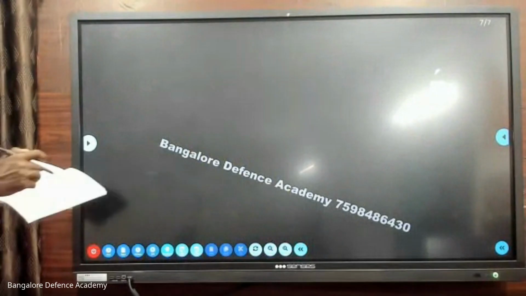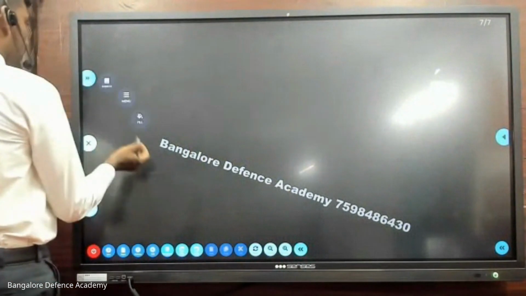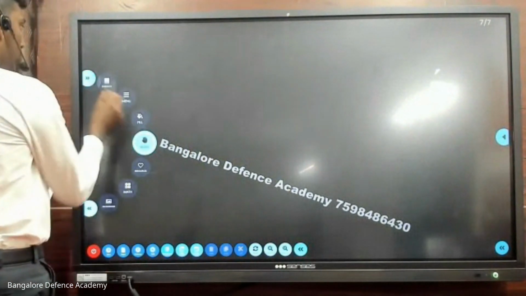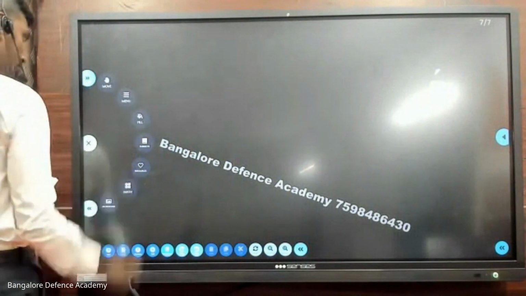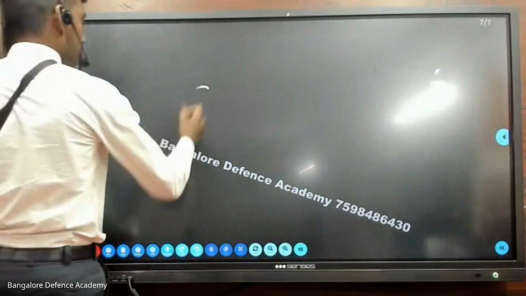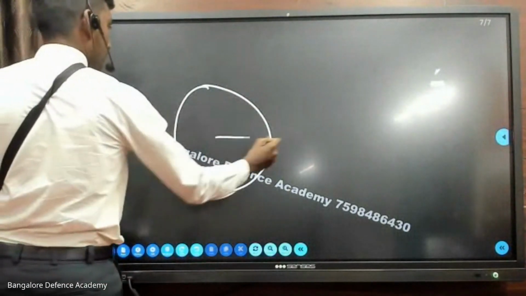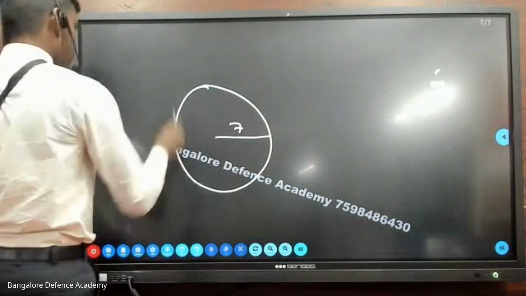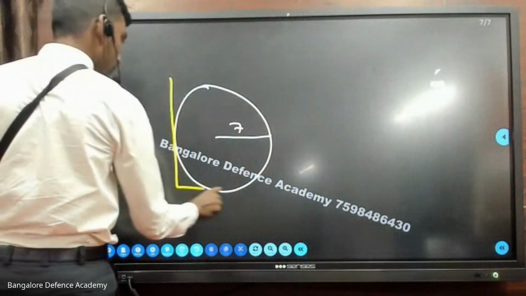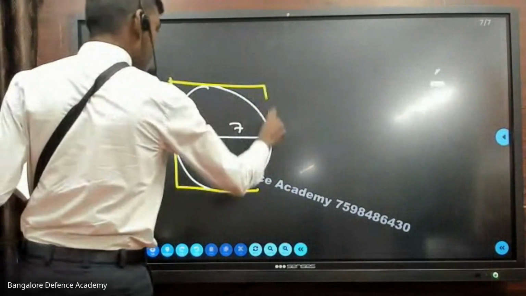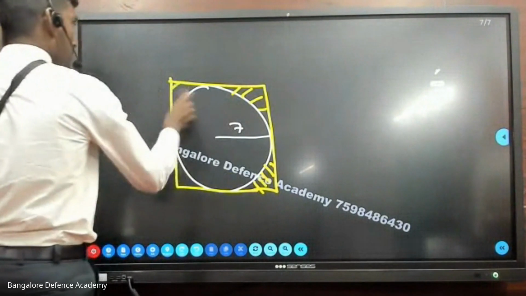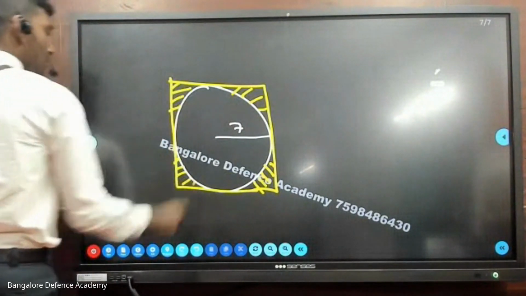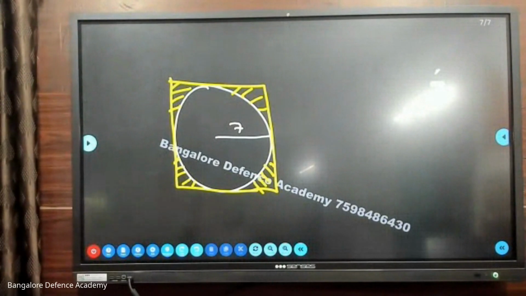Next question. Find the area of the shaded region.